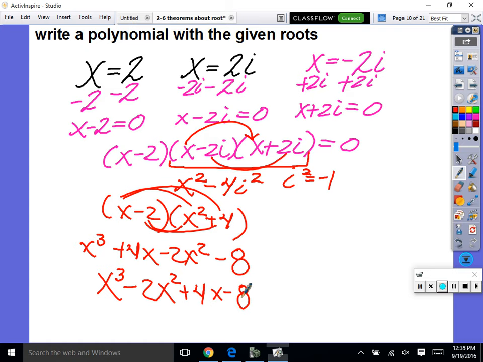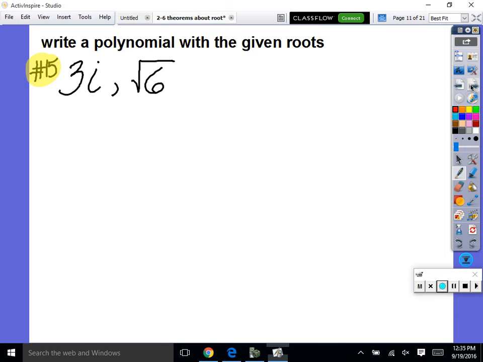Do we all feel good about that? So if we would have gone backwards, anyways, let's do number 15 together. Here we go.